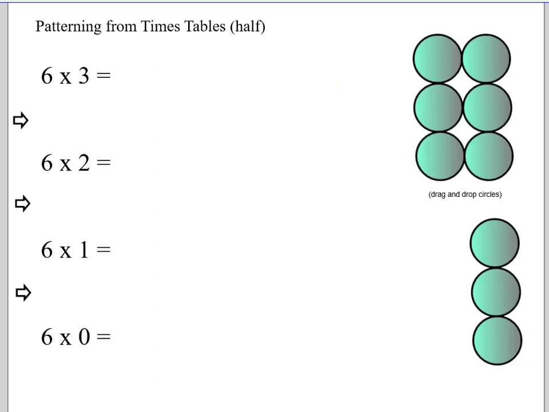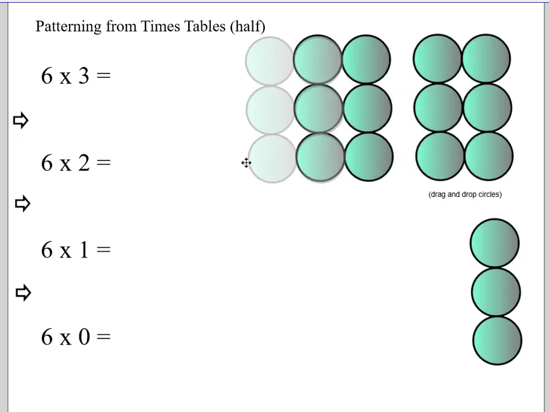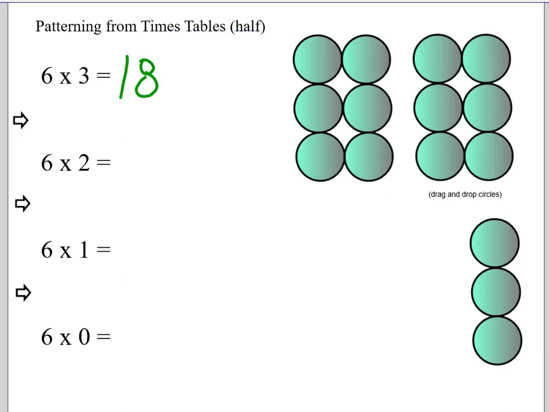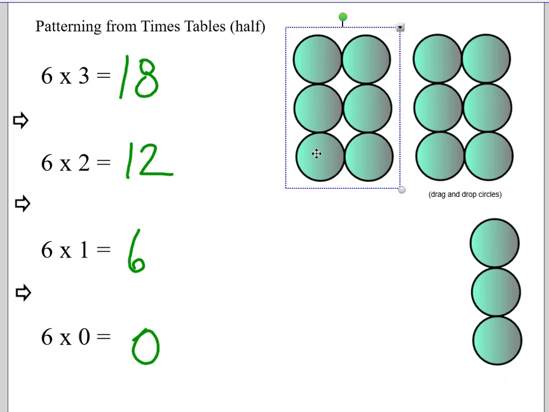Okay, so patterning from times tables. So 6 times 3, I have a bunch of squares over here, so there would be 6 times 3, and if we count those all up, we would have 18. Okay, so we would have 18 here. If I grab one of these and delete it, okay, that's 6 times 2, and we would go to 12. 6 times 1 is 6. 6 times 0 is 0. Okay, and hopefully we're comfortable with all of those calculations.